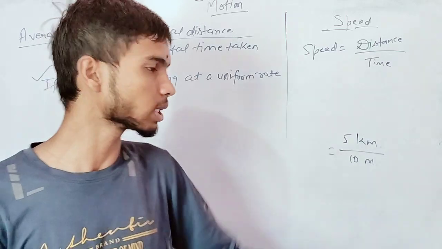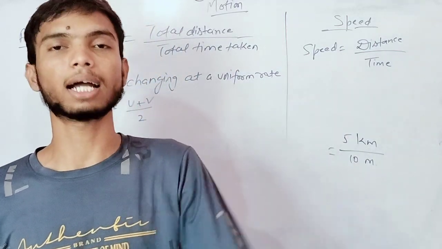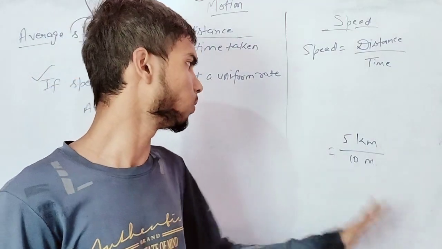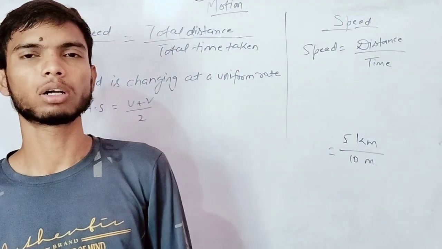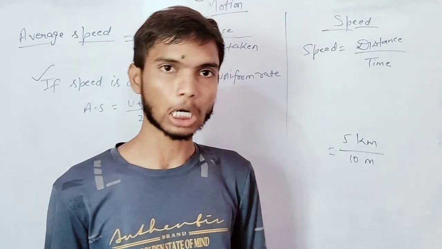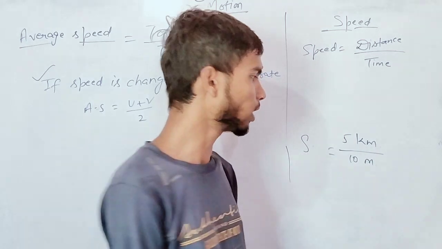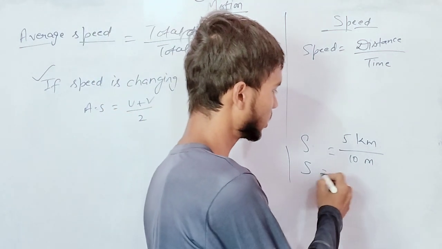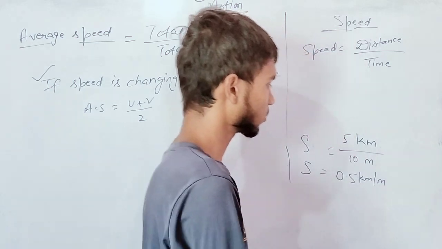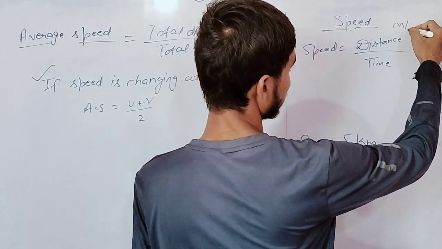If the distance covered by that vehicle is 5 kilometers and the time taken by that vehicle was 10 minutes, then what was the speed of that vehicle? From this we can calculate, to find the speed. So as you know, the speed will be 0.5 kilometer, I think it is meter per second. Yes, meter per second.